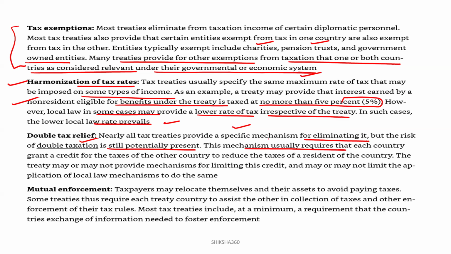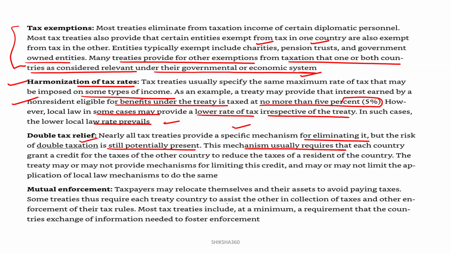Mutual enforcement. Taxpayers may relocate themselves and their assets to avoid paying taxes. Some treaties thus require each treaty country to assist the other in collection of taxes and other enforcement of their tax rules. Clear? Or we can say tax evasion. Like a person resident in India for basically 180 days, after that they will move to a foreign country. Clear? To not pay the taxes.